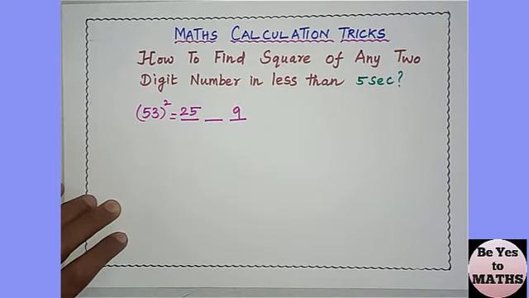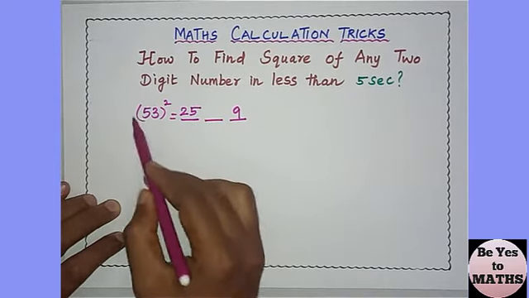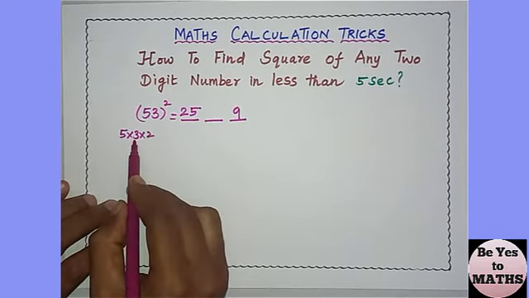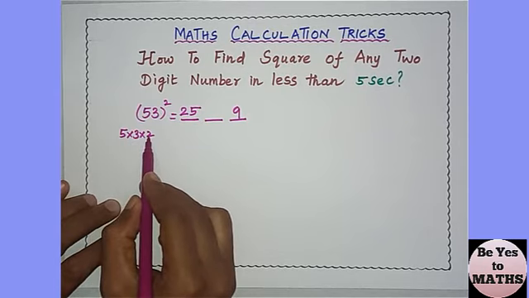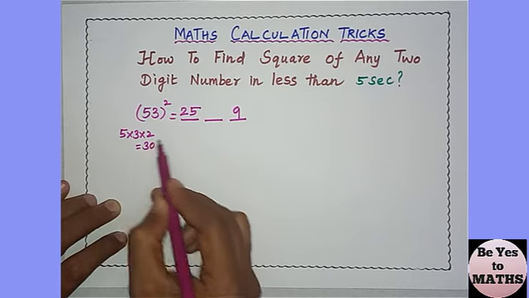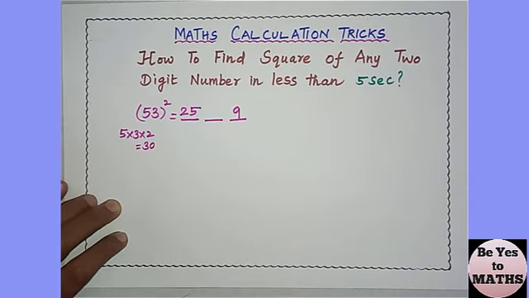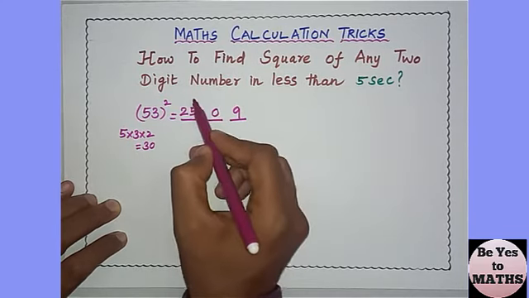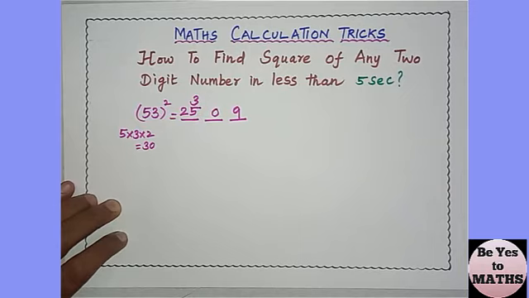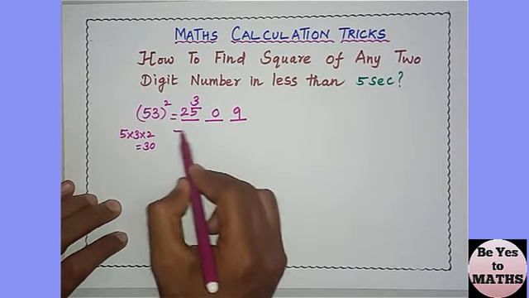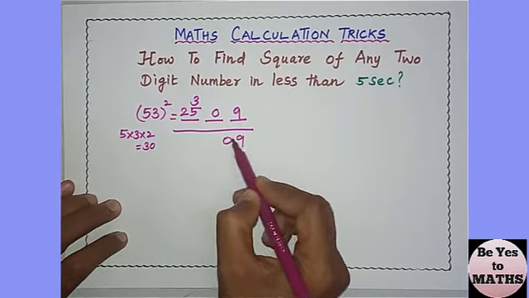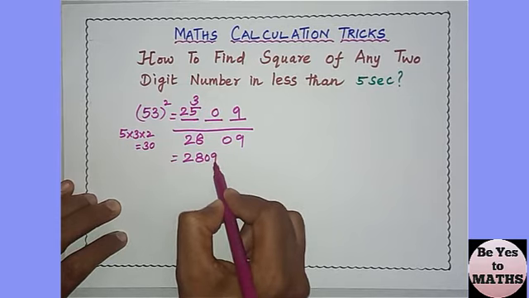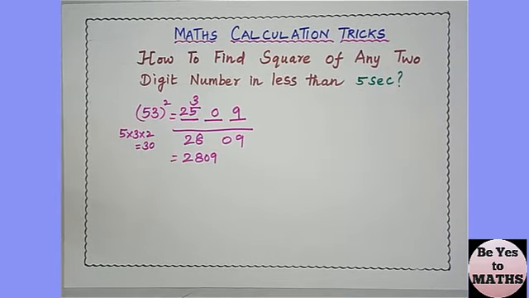For the middle blank, we have to multiply all these 3 numbers. We have 5, 3, 2. So 5 3s are 15. 15 2s are 30. But here we have to write only one digit. So we write 0 here, 3 carry here. Sum of this whole thing is the answer. So 9 0 8 2. 2809 is the answer. Let's go to the second example.